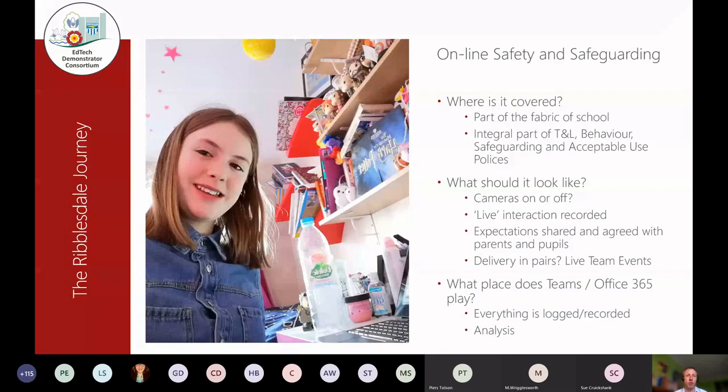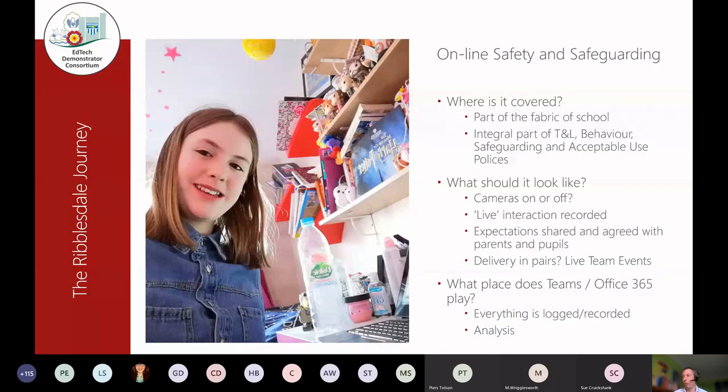And lots of people have said to us, can we have a copy of the document you have about online working for pupils? Well, we don't have that. It's part of our acceptable use policy. And because of Ribblesdale's journey, that has been an integral part and been woven into all of those policies for the past few years. So we've looked at those, and obviously we tweaked and reviewed a little bit, but it is an integral part of the normal policies that we have in school.